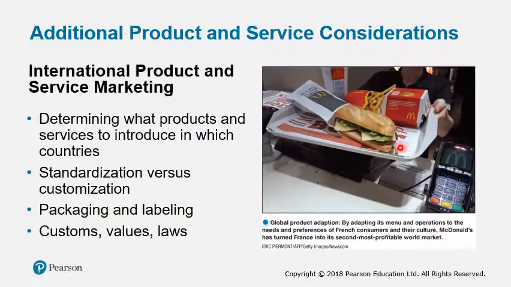And lastly, when you talk about international product and service marketing, you need to determine what product and service to introduce in which countries. So not necessarily everything that you sell in your country can be sold in other countries.